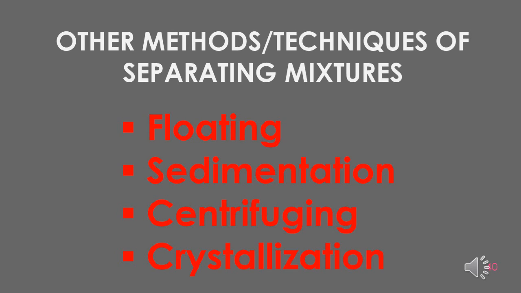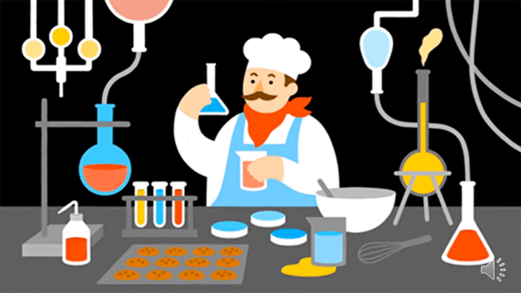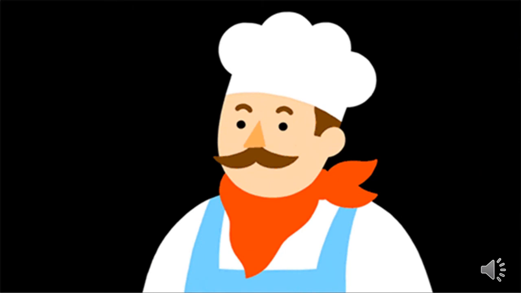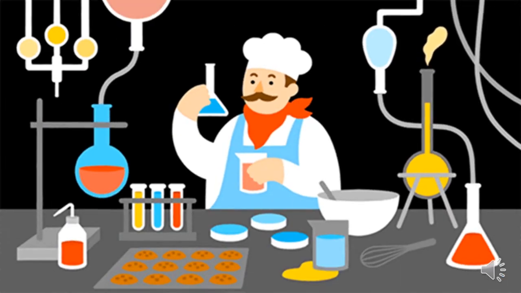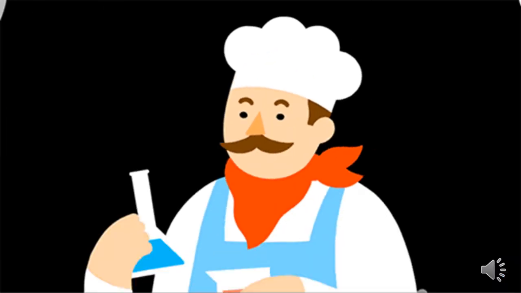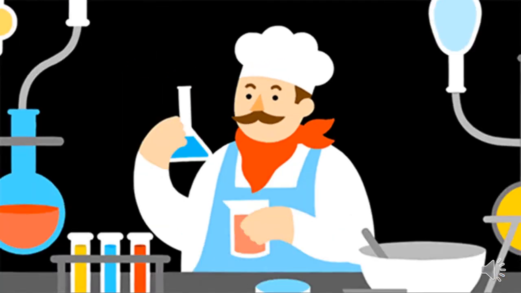Okay, next we have centrifuging. So it allows the mixture to be shaken or mixed or stirred at a very fast pace so that the particles will separate from each other. And we have crystallization. Okay, so that's it. So I hope you have learned something for today. And I do hope you would remember the different techniques in separating mixtures.